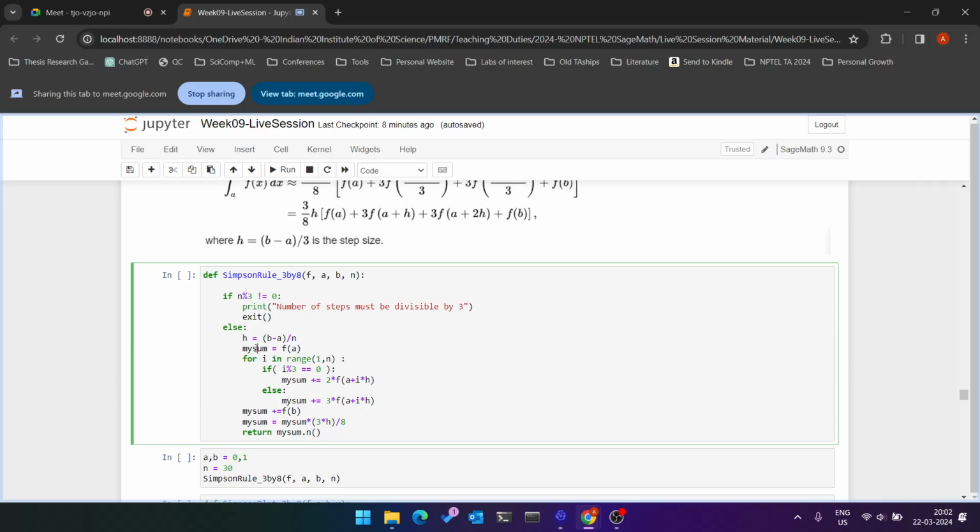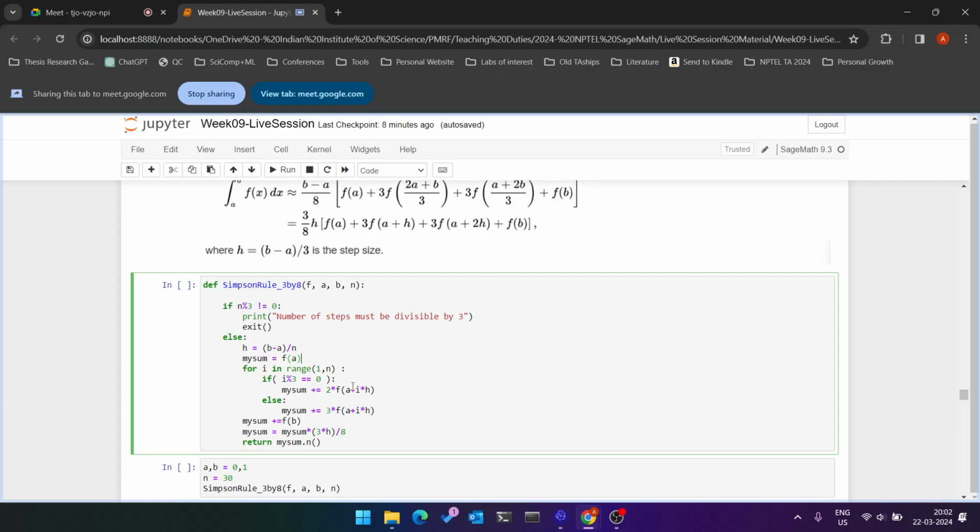I estimate my sum as a summation of a bunch of terms. The first term is f of a, which is the left-hand side. Next, for i going from 1 to n, if i is divisible by 3, you add twice the function value. For all the other terms, you add 3 times the function value.